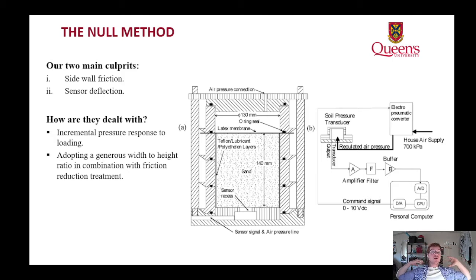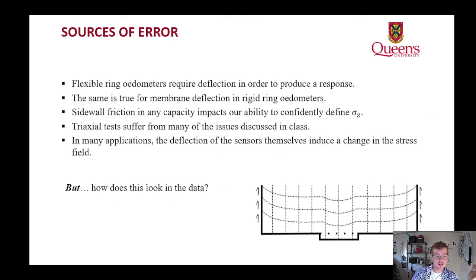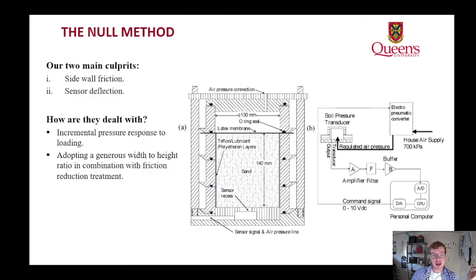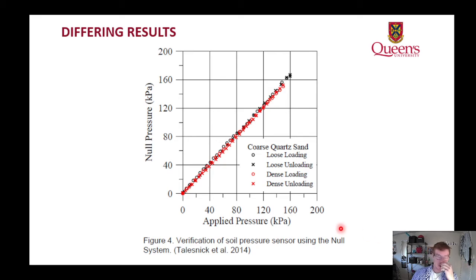So say we take account of both of these things, and we go back and try to reproduce this data set, how's it going to look? So let's take a look at some of the results. Let's start with Talesnick 2014, null pressure versus applied pressure. So both the null sensor and sidewall friction treatment was used in this data set, and what we had is a loose sample, air pluviated or just placed loosely, it wasn't specified, a dense sample which was placed densely or however they managed to do that, and then we applied some load and we read what load was experienced at the base.